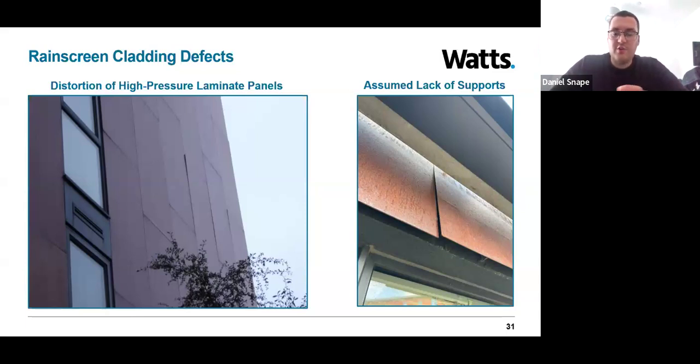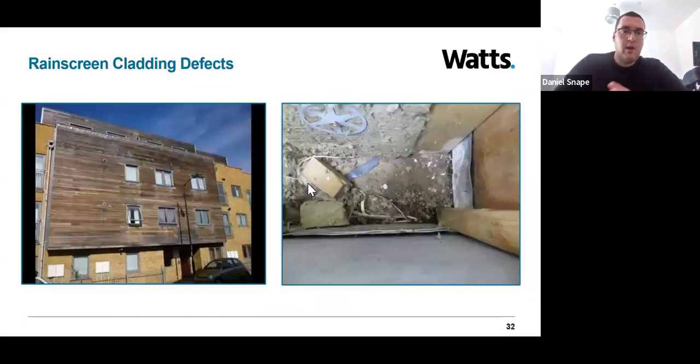So both of these issues really highlight the importance of ensuring that systems are not only correctly specified, but they're also inspected regularly during construction to ensure errors are avoided. A couple of other defects associated with rain screen cladding. In the left image, we show some timber rain screen cladding, which appears to be poorly weathered.